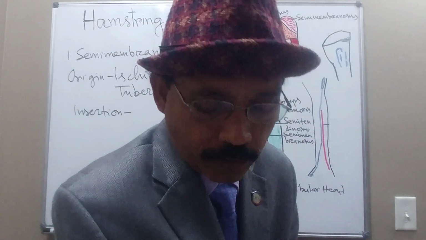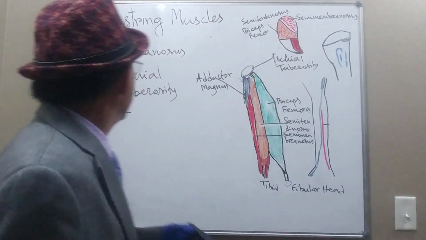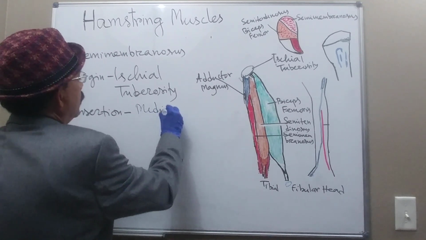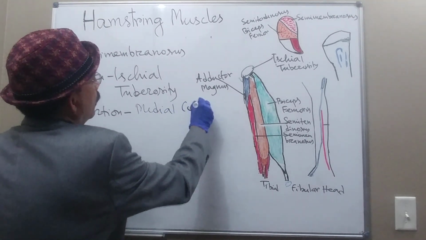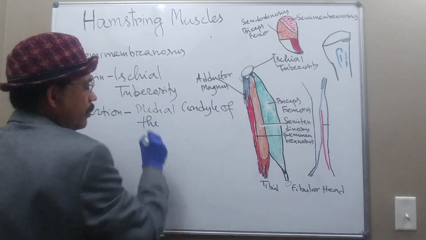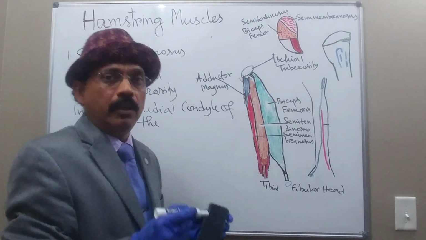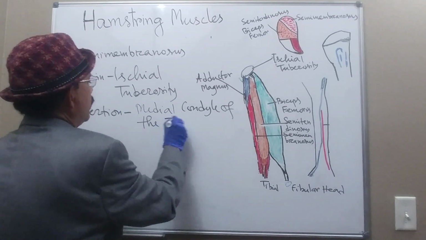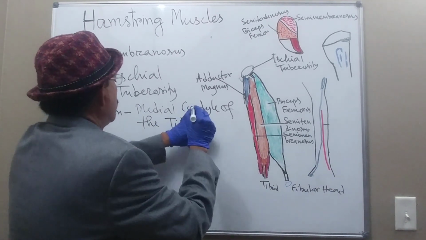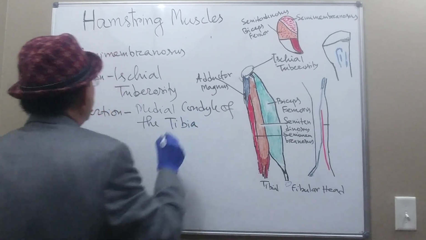Okay, we got origin, we got insertion to the medial condyle of the tibia, posterior aspect, in a groove. Posterior aspect of the medial condyle of the tibia. Okay, tibia, we got it.